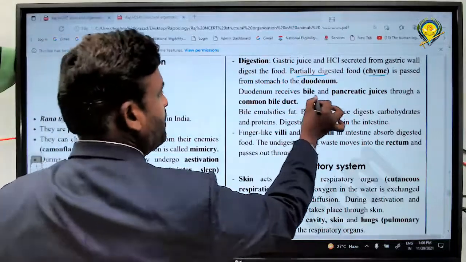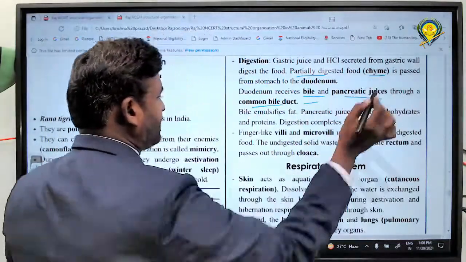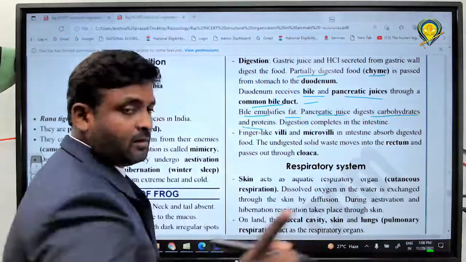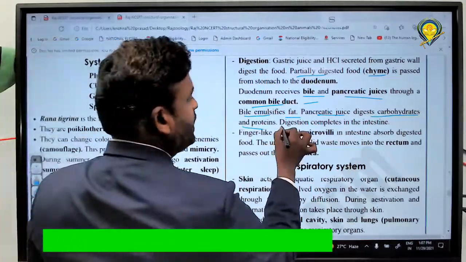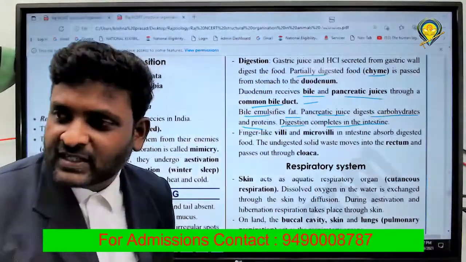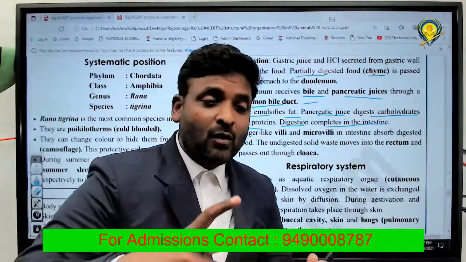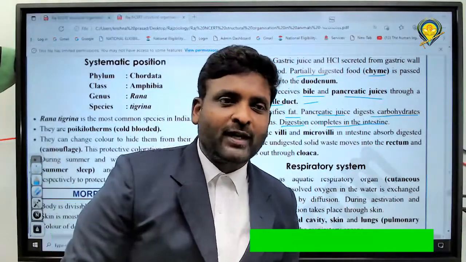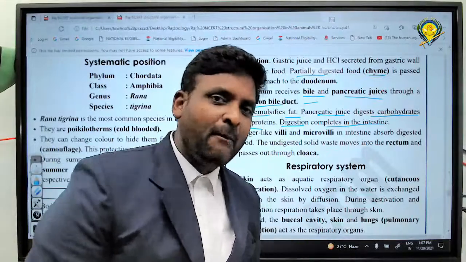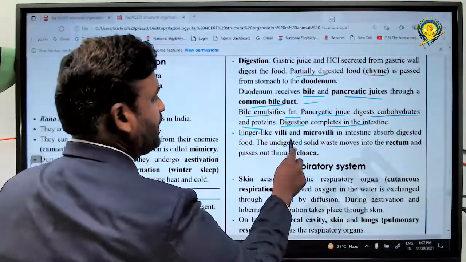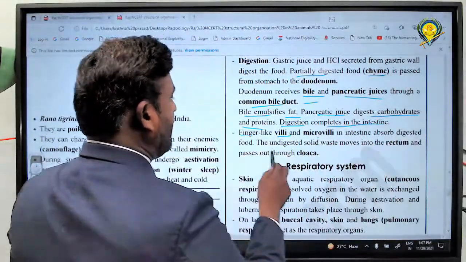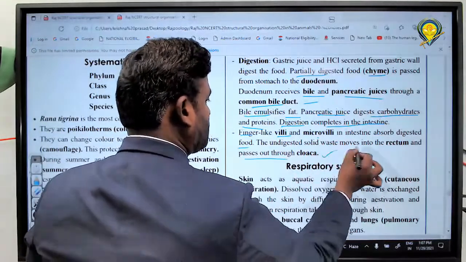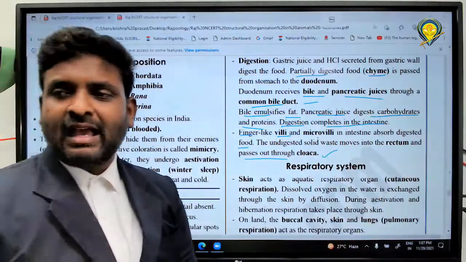The duodenum receives bile and pancreatic juice through a common bile duct. Bile emulsifies the fats, and pancreatic juice digests carbohydrates and proteins. Digestion completes in the intestine, and the completely digested food can be absorbed by the wall of the finger-like portions called what? Villi and microvilli. The finger-like villi and microvilli in the intestine absorb digested food. The undigested solid waste moves into the rectum and passes out through the cloaca, the cloacal aperture.